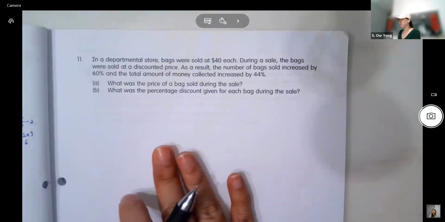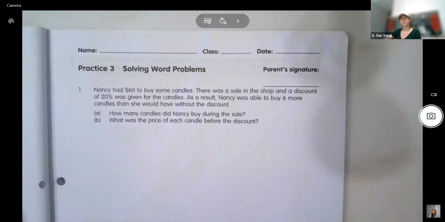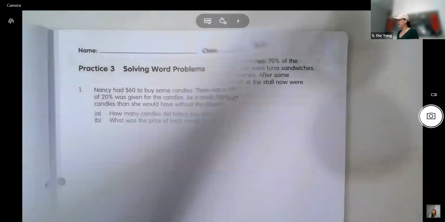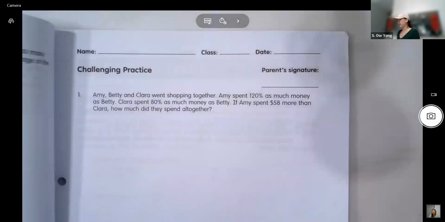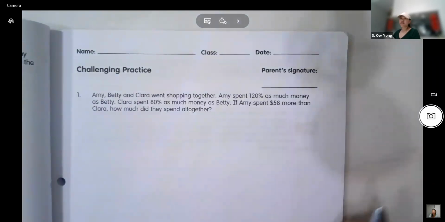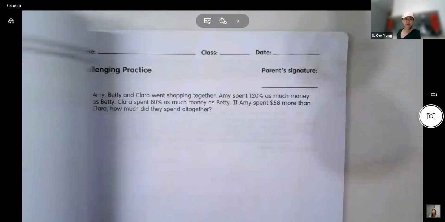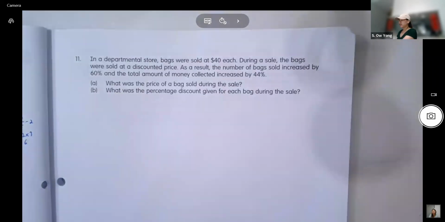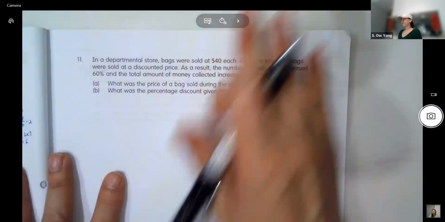Let's take a look at question 11. This is the last question of practice 2. I'm going to skip question 12. Then in my last portion, we will go through practice 3. As for challenging, we will be trying out maybe just one question from the challenging in class. So let's take a look at question 11.